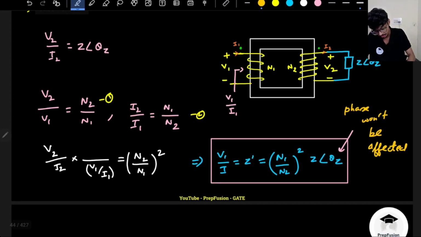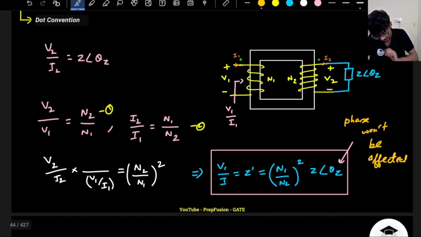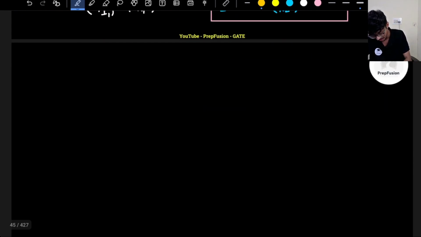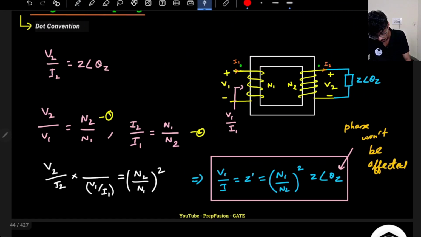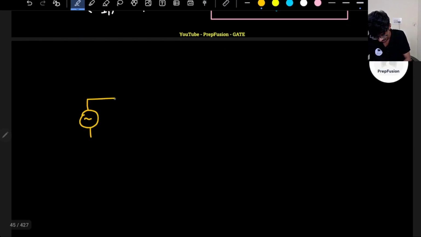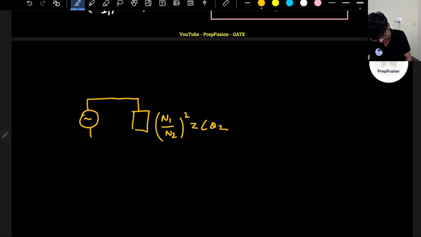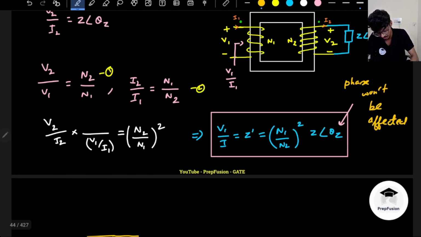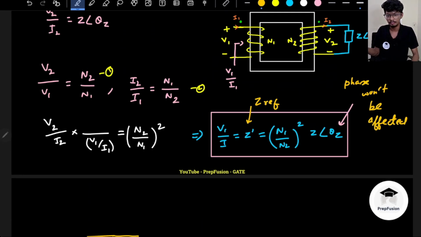That's it. Why do we do this? Ultimately, if I am applying an AC source at the primary, the whole circuit can be changed to simply an equivalent impedance, that is N1 by N2 whole square into Z angle theta Z. So my circuit analysis will be very easy. That is why we do this referring business, to make our circuit analysis easier. This is known as the referred impedance. Sometimes it is called the referred impedance on the winding where I want to measure the current or something.